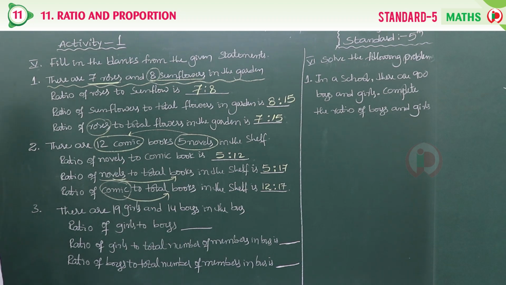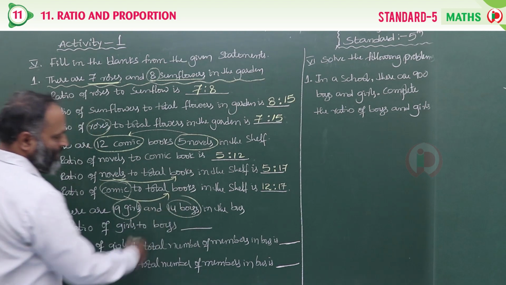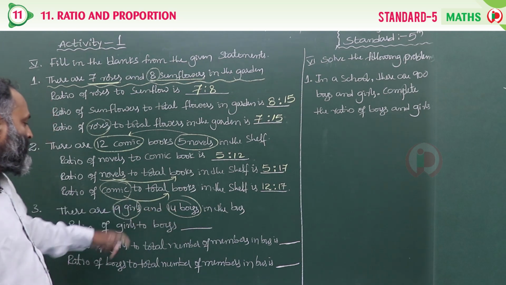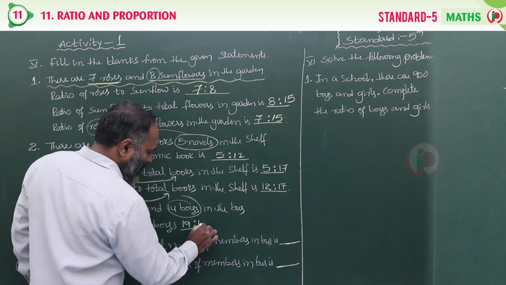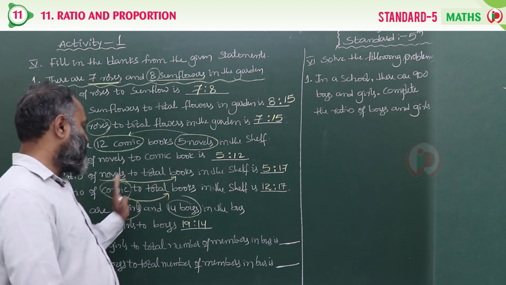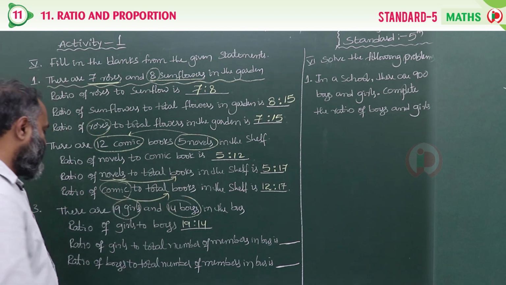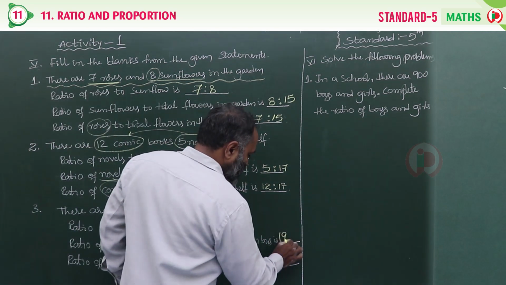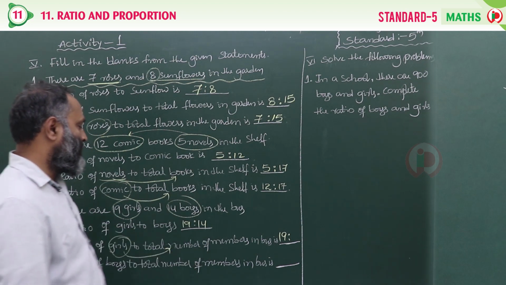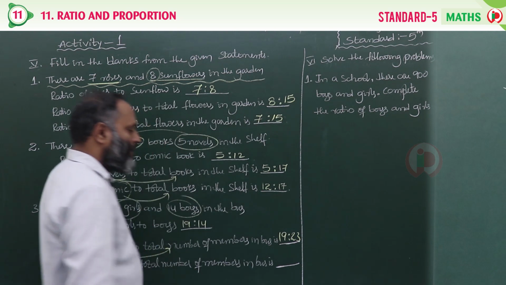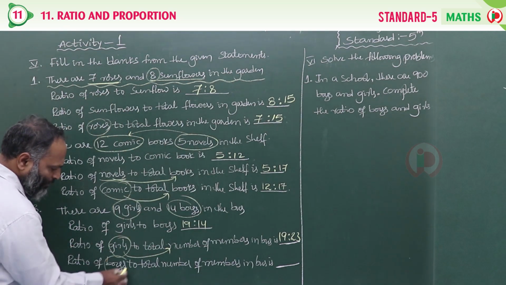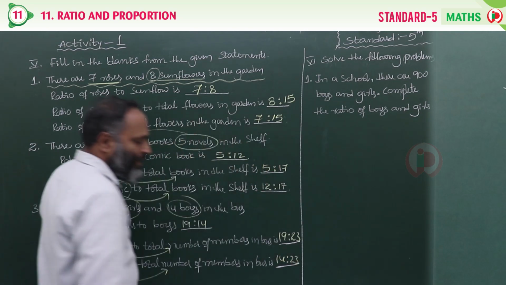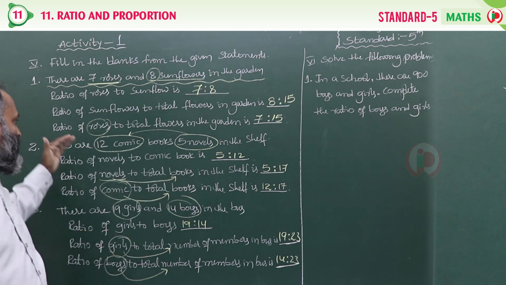The third statement: there are 19 girls, 14 boys in the bus. The ratio of girls to boys is 19:14. This is part to part, girls to boys. The next one is part to whole, that is girls to total, the whole. How many girls do we have? 19. What is the total? 19 plus 14, that is 33. 19:33. This is part to whole. The next one, the ratio of boys to total number. How many boys? 14 boys. Total number 33. 14:33. So these are the ratios on the basis of the statements.